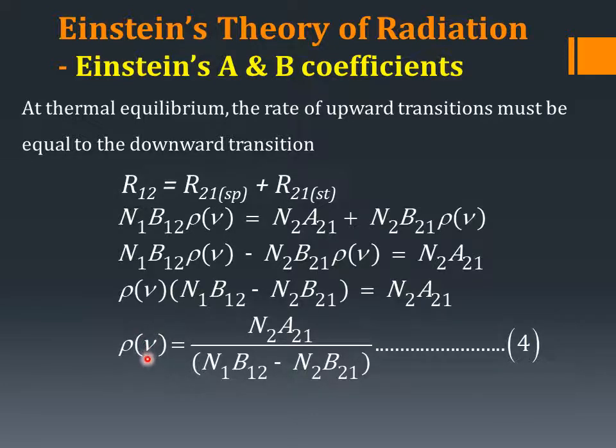Rearranging the terms and finding out what is rho of nu, we have rho of nu therefore equal to N2 A21 divided by N1 B12 minus N2 B21. We name this equation as equation number 4.